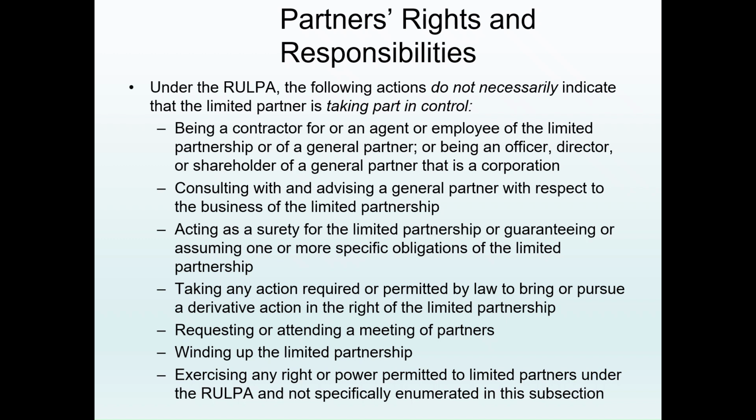Under RULPA, the following actions do not necessarily indicate that the limited partner is taking part in control: being a contractor or agent or employee of the limited partnership, or of a general partner; consulting with or advising a general partner with respect to the business of the limited partnership; acting as a surety for a limited partnership or guaranteeing or assuming one or more obligations of a limited partnership; taking any action required or permitted by law to bring or pursue a derivative action, which we'll discuss in a separate slide; and requesting or attending meetings.